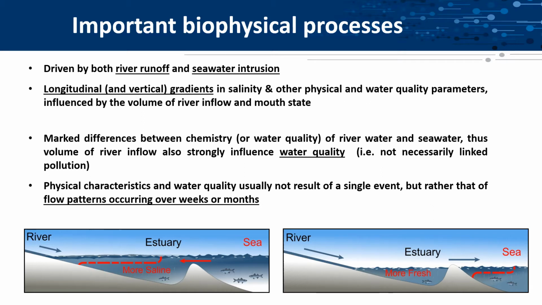There are marked differences in the chemistry between river water and seawater, and this has a very strong influence on water quality. And by that, I don't necessarily mean pollution, I just mean the different water quality parameters in the system. What should also be known is that the physical characteristics and water quality in the system are not the result of a single event, but rather that of a flow pattern occurring over weeks and months.